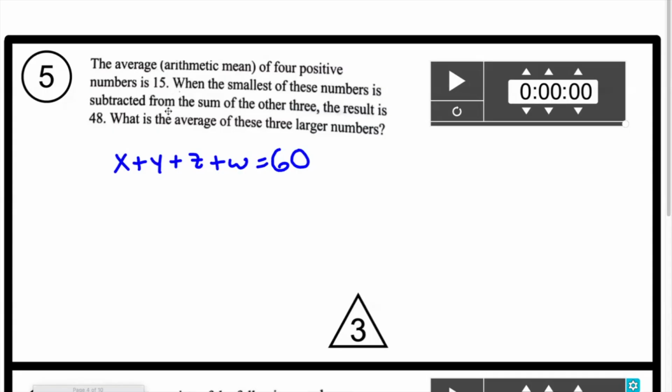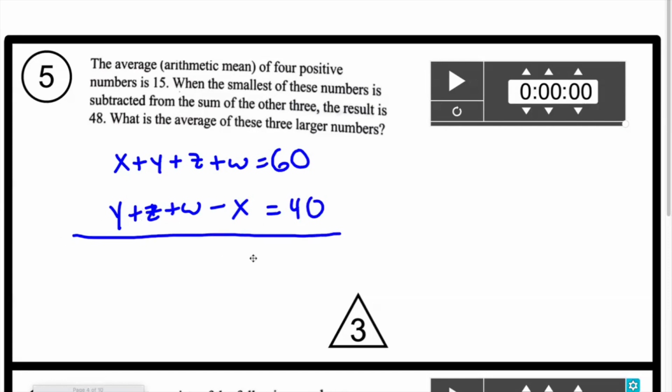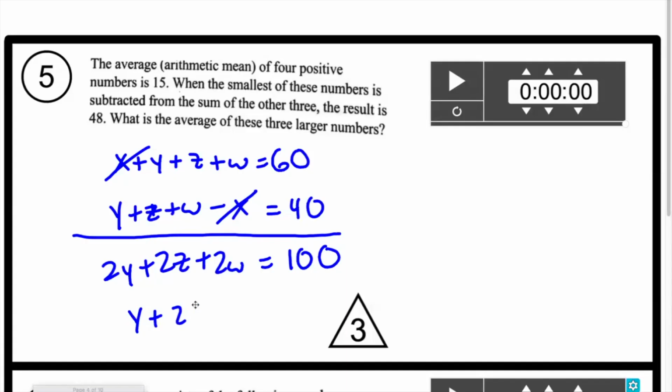When the smallest one is subtracted from the sum of the other three, so let's just say x is the smallest one, so y plus z plus w minus x. When the smallest is subtracted from the sum of the other three, the result is 48. What is the average of these three larger numbers? Well, I can simply add all these together. I'm going to get 2y plus 2z plus 2w is equal to 108 because the x's are going to cancel. And then if I divide everything by 2, y plus z plus w is equal to 50.